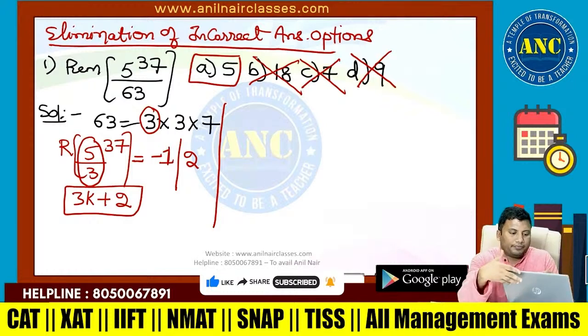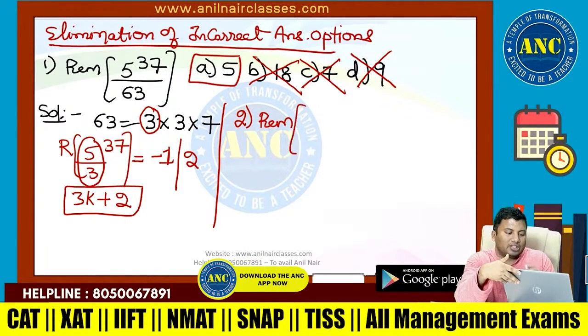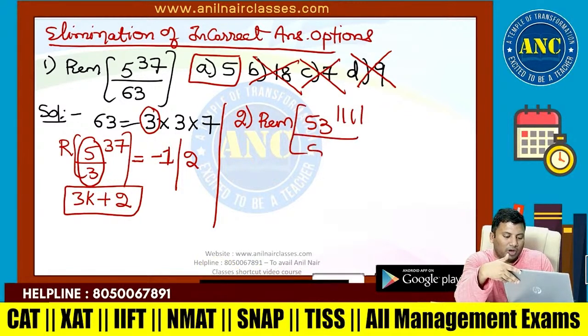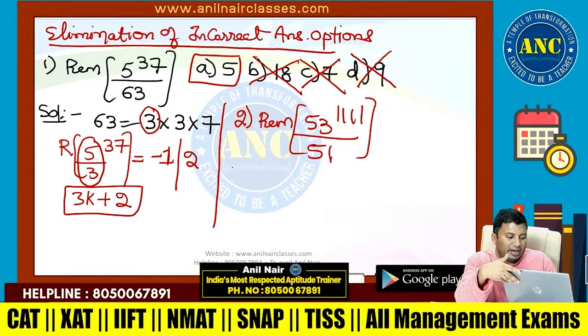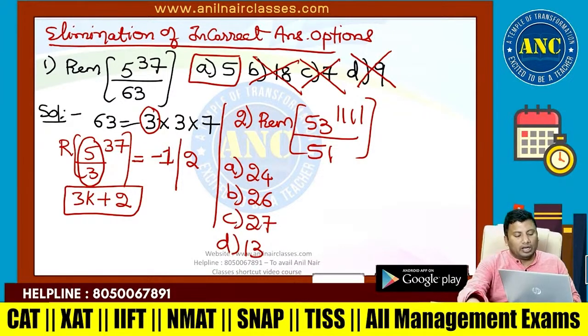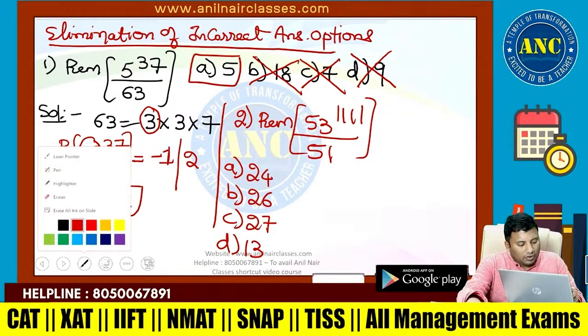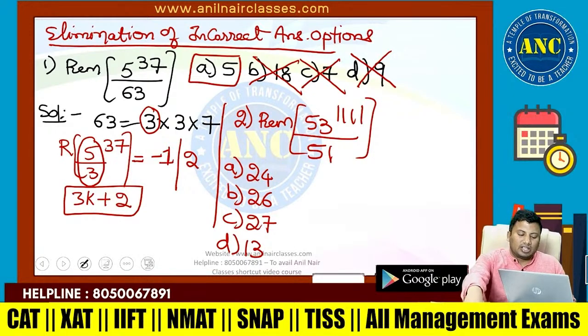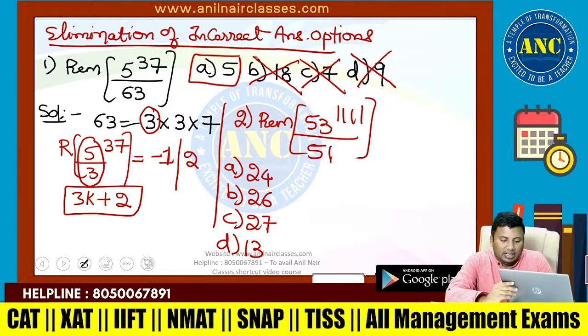Second question. Remainder when 53 power 11111 is divided by 51. I will do as many questions as possible. Options are 24, 26, 27 and 13.